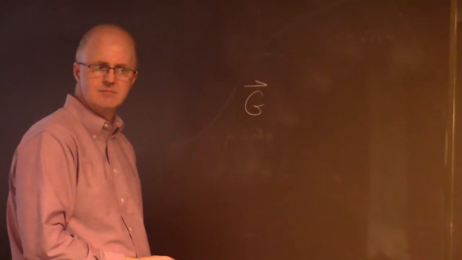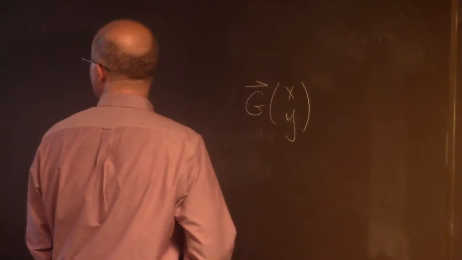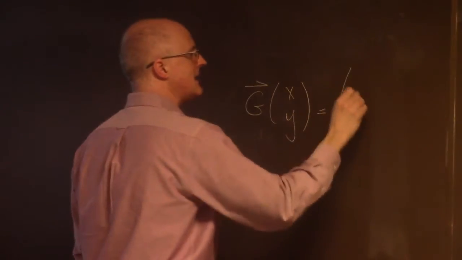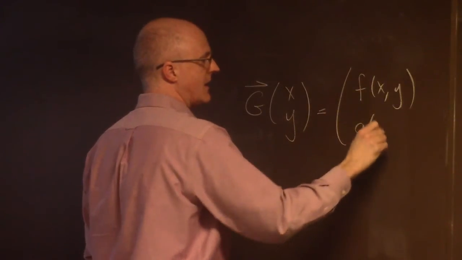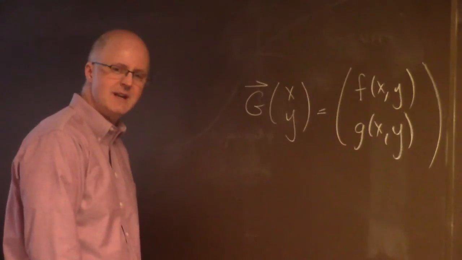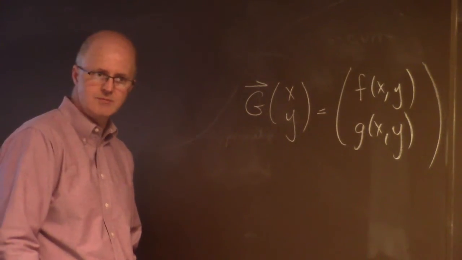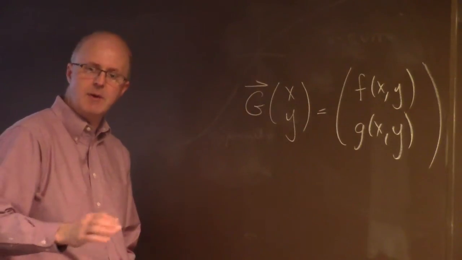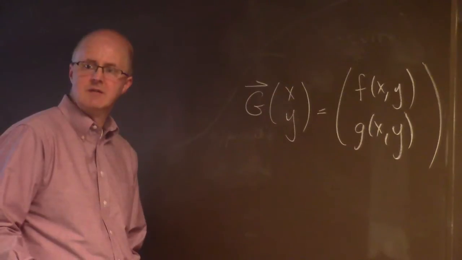I will typically try to write it in column vector form. I might write G of (x, y) equals f of (x, y) in the first component and little g of (x, y) in the second component. I will probably typically write it like that, but you should be comfortable with it if I don't. And again, the notation, the way we write the vectors, is not a real big deal. Don't make it too big a deal.